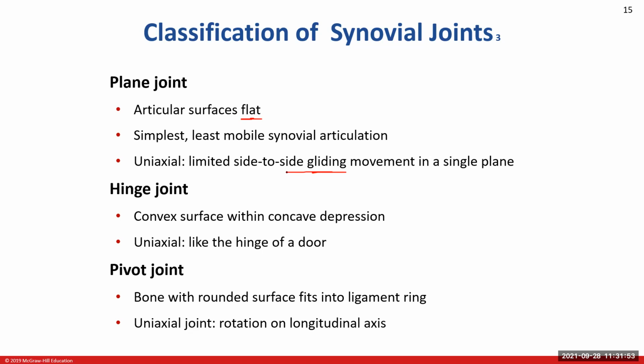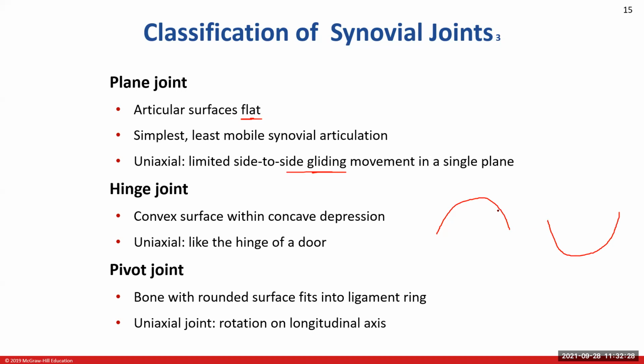The next joint you are very familiar with, the hinge joint. One of the bones is going to contribute a convex surface, which is a rounded surface, and the other bone is going to give a concave surface, which is kind of like a depression. So like you've seen hinges on a door. Some examples of a hinge joint are your elbow joint, and your knee joint can act like a hinge joint.